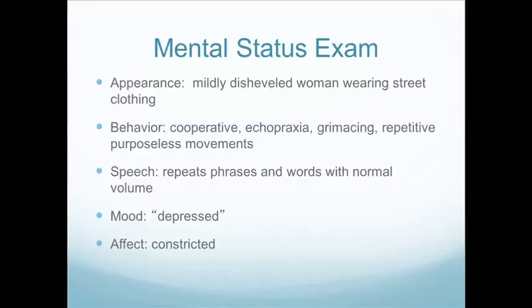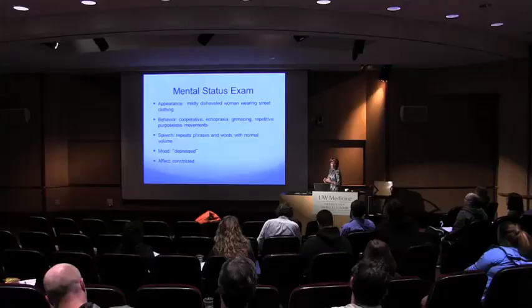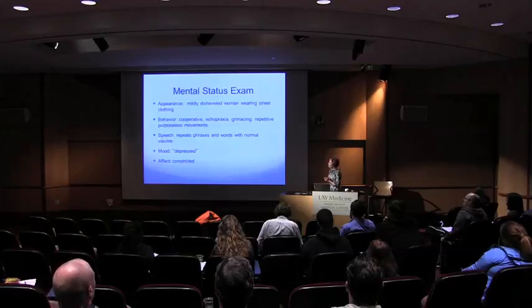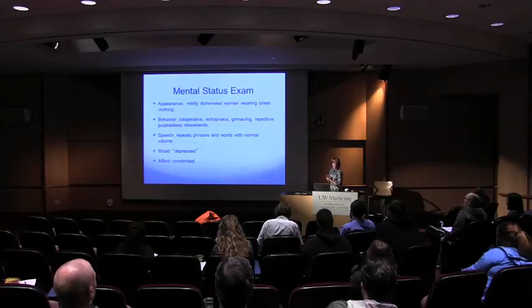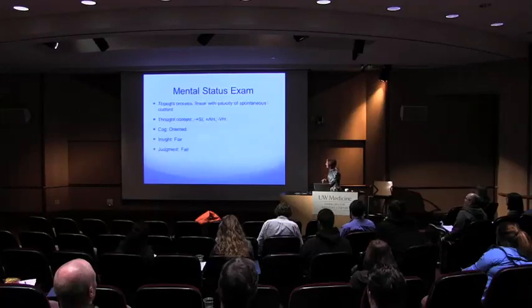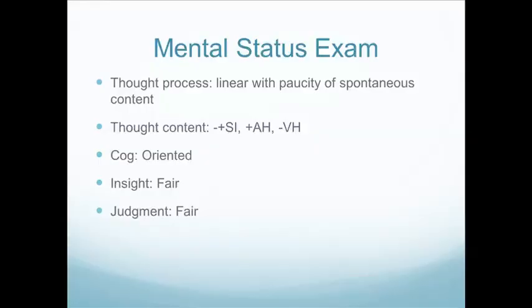So, mental status exam. Disheveled woman wearing street clothes. Cooperative, echopraxia, grimacing, repetitive purposeless movements. Yeah, all three of those there. Repeated phrases and words with normal volume. So again, the repetition, and then just showed depressed affect. Spontaneous content. That could be some part of catatonia depending on the person's rest of their picture.